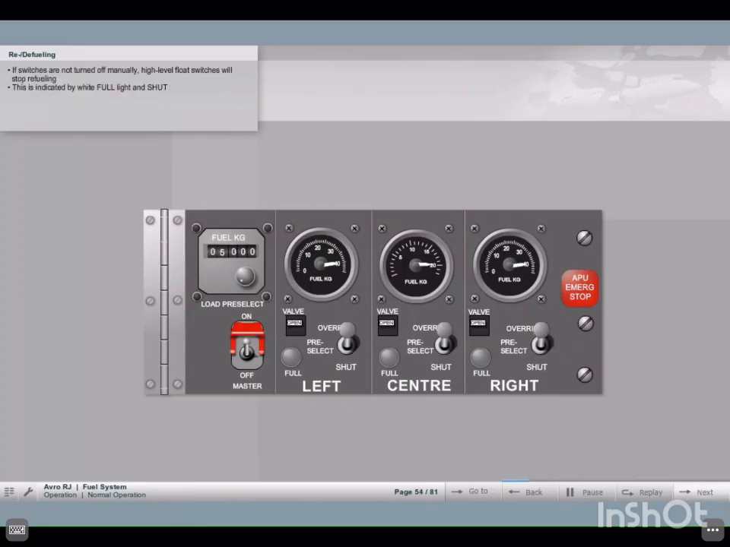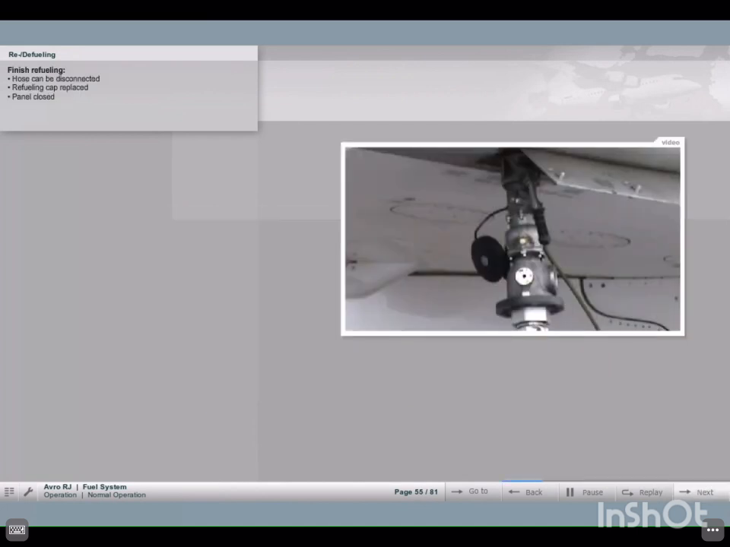If the switches are not turned off manually, the high-level float switches will stop refueling when the tanks are full. This is indicated by the white full lights and shut. The hose can now be disconnected, the refueling cap replaced, and the panel closed.